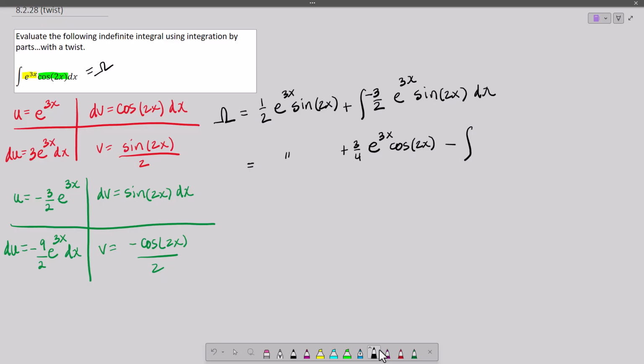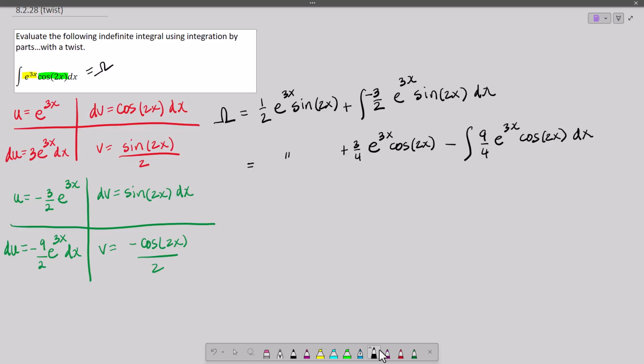uv minus the integral of v du. Well, v du is the bottom row here, and a negative times a negative is a positive. We multiply them together, we're going to get 9/4 e to the 3x cosine 2x dx.